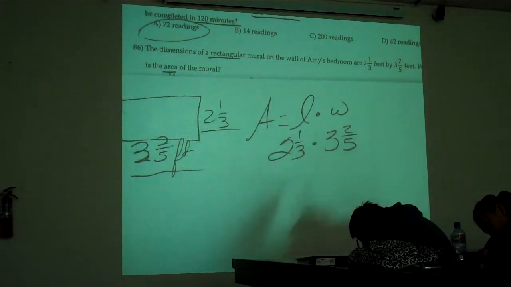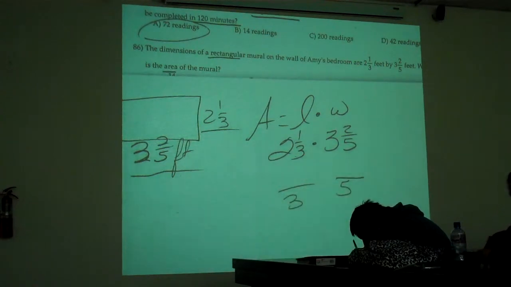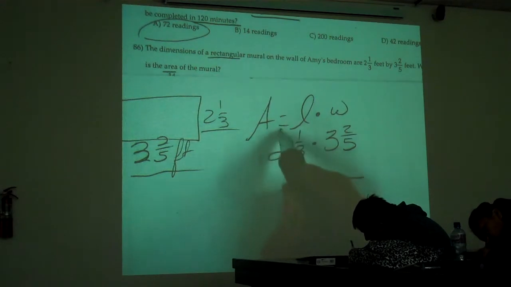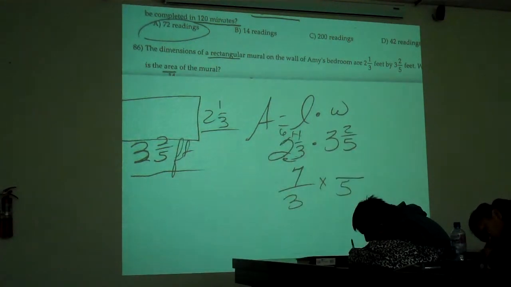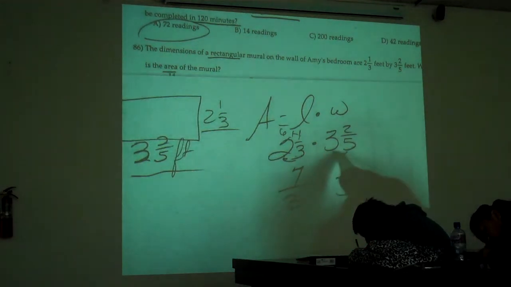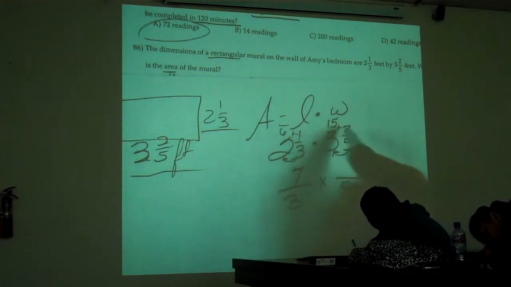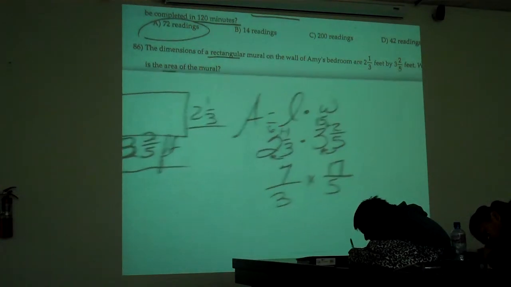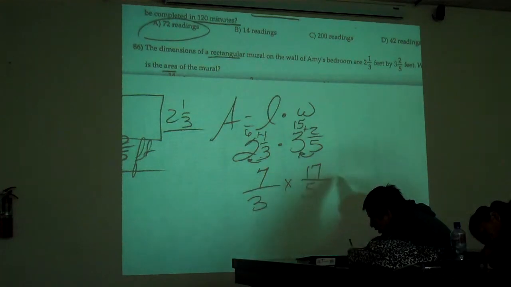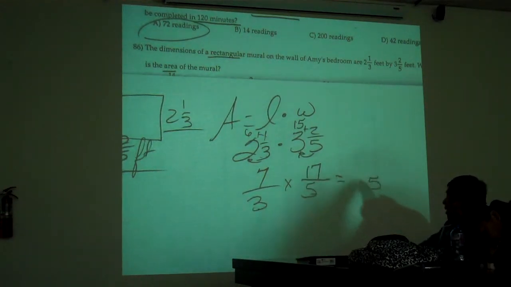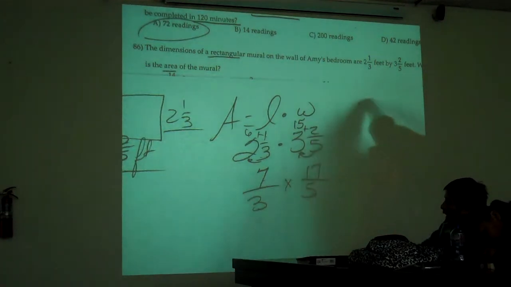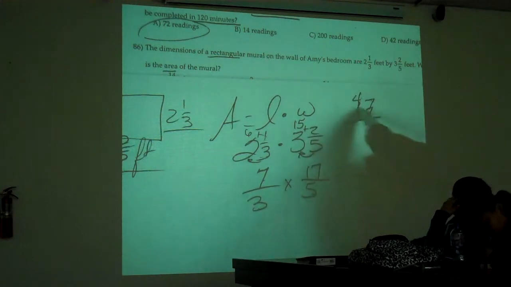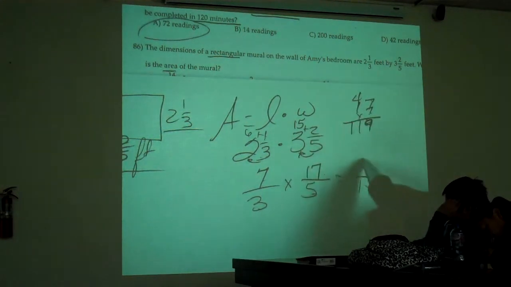Okay, 3 and 5 are going to stay on the bottom. We need to turn those to improper. 3 times 2, 6 plus 1, 7. 5 times 3, 15 plus 2, 17. Is there anything we can divide there? No, okay. So the bottom is 15, the top is 7 times 17. 7 times 7 is 49, 7 times 1 is 7, 49 plus 70 is 119.